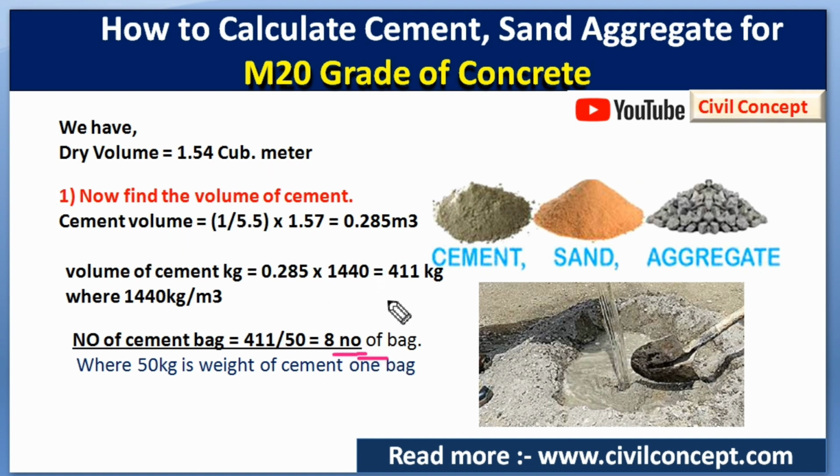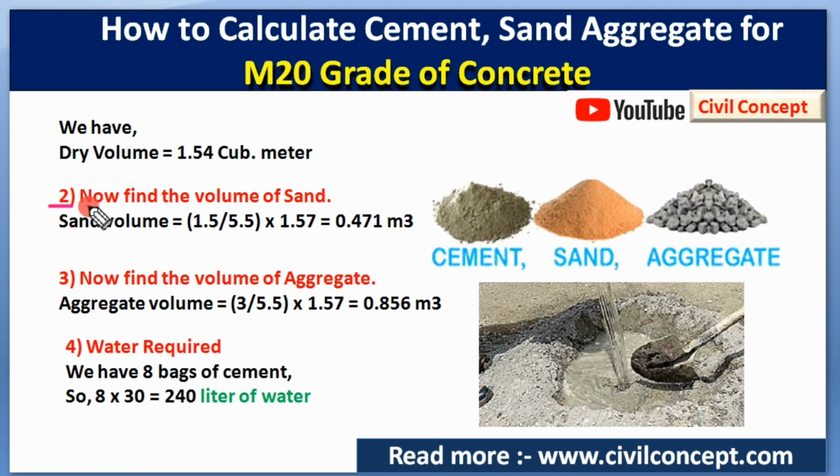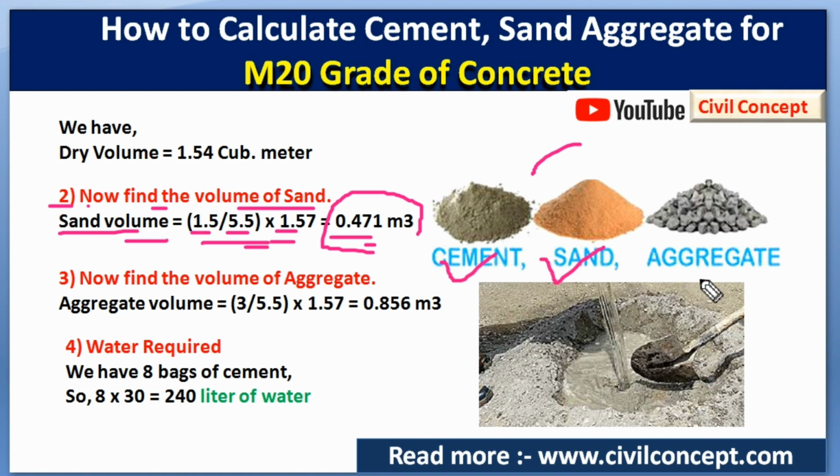Now we will calculate the quantity of sand. In number 2, we will find the volume of sand. The volume of sand is given by the part of sand divided by the total sum of the mix, multiplied by the total dry volume of concrete. After calculating, we will get 0.471 meter cube of sand. So we have calculated cement and also sand. Now we will calculate the aggregate.